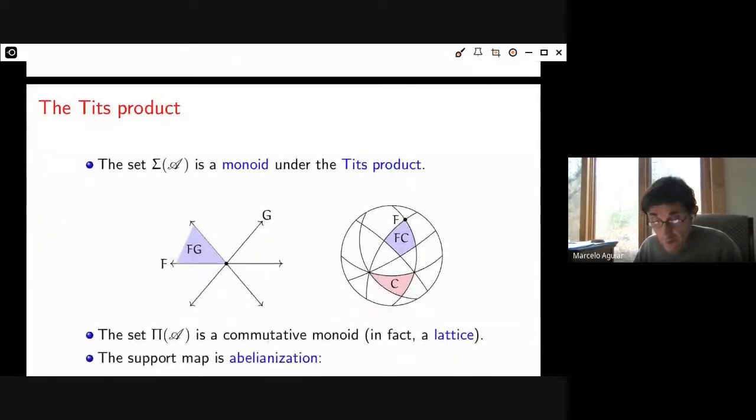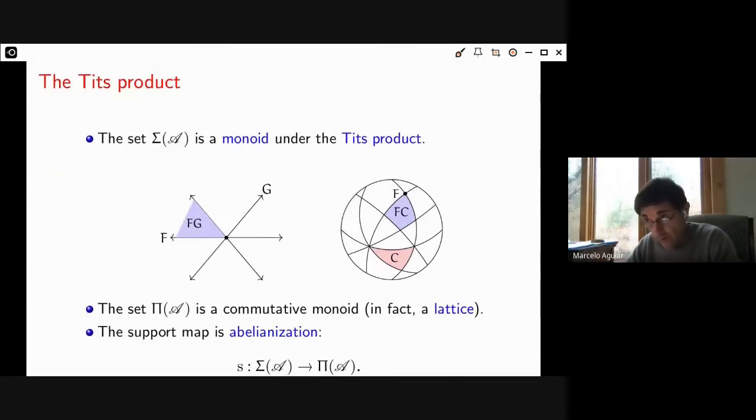Another important ingredient is the Tits product. These 2 sets are not only partial orders, but in fact they are monoids, and this is a crucial structure for everything we do.